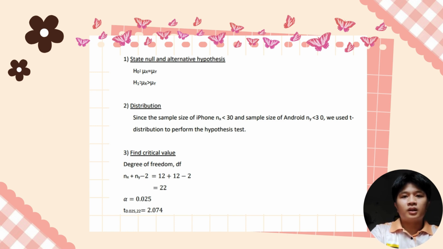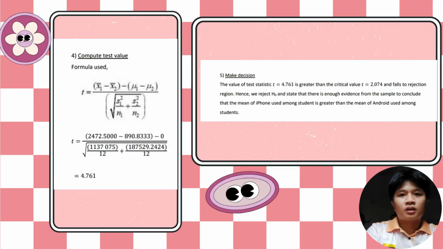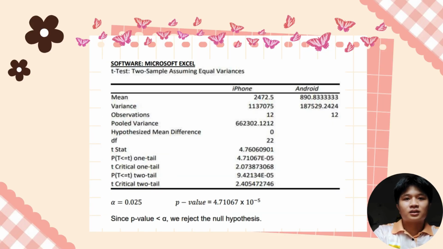After that, we find the critical value with alpha 0.025 and degree of freedom 22. This is the graph to show the critical value of t alpha 0.025 with degree of freedom 22. Step 4, we calculate the test value using this formula, and we got 4.761. And the last step is we make a decision, and we reject H null, and state that there is enough evidence from the sample to conclude that the mean of iPhone is greater than the mean of Android. This table shows the output of Microsoft Excel for our analysis test.